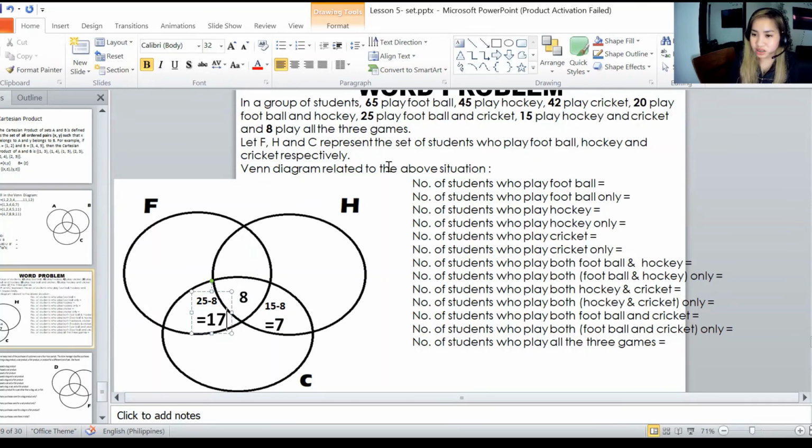Next, given, we have 20 play football and hockey. Here, 20 play football and hockey. So again, we subtract the 8 from the 20. So 20 minus 8 is equal to 12. So we have 12 who play football and hockey only.